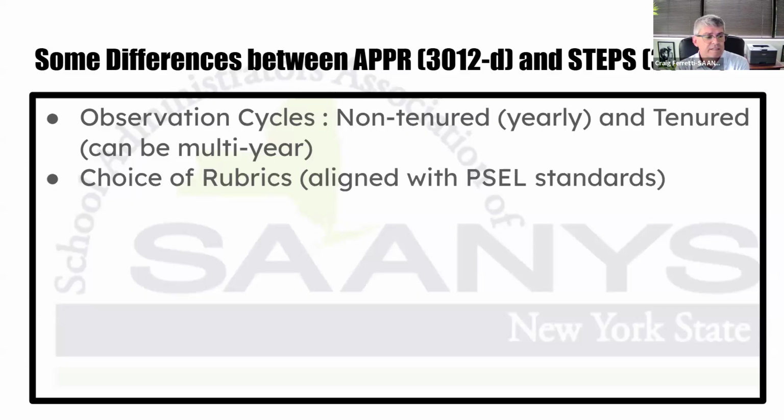The choice of rubrics, this is also something that's different, is a fully local decision. It must be aligned with the PCEL standards, but all rubrics for standards and for categories can be chosen by the districts and the units in conjunction. You can use a variety of rubrics as long as they align with the PCEL standards. So there's some local decision there as well.